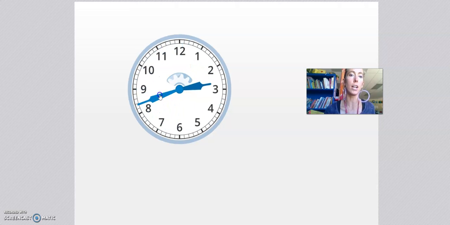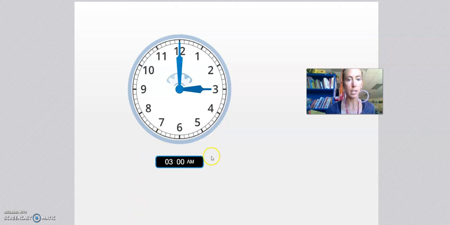Now let's say you said, okay, make 3 o'clock, and they make what they think is 3 o'clock. Then they can press the digital time thing down here, digital mode, and it'll tell them. They can click it and see if they're right. So it's super cool. So that's the clock app.